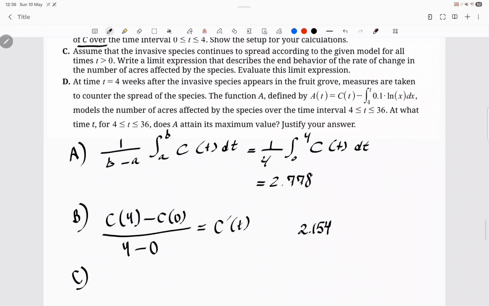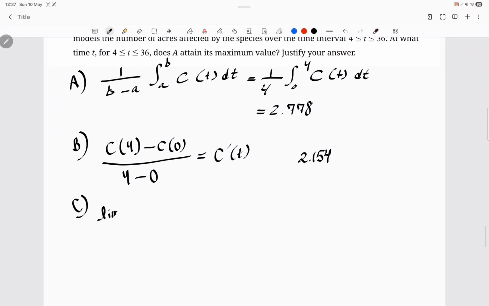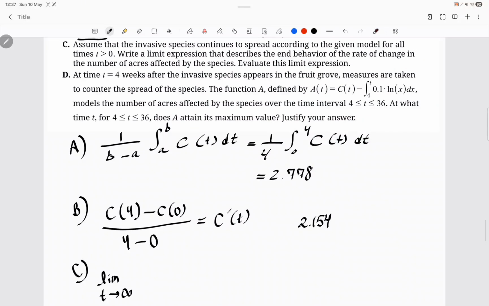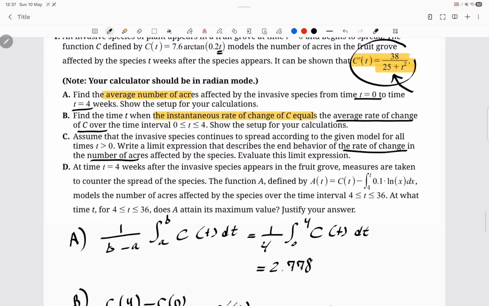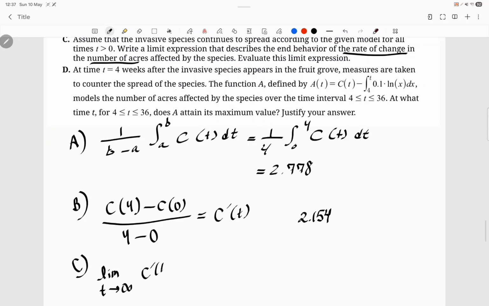Part C says, assume that the invasive species continues to spread according to the given model for all times of t more than 0. Write a limit expression that describes the end behavior of the rate of change. Now, what's end behavior? Basically means the limit of the time approaching infinity for the rate of change. So essentially for the C prime of t.